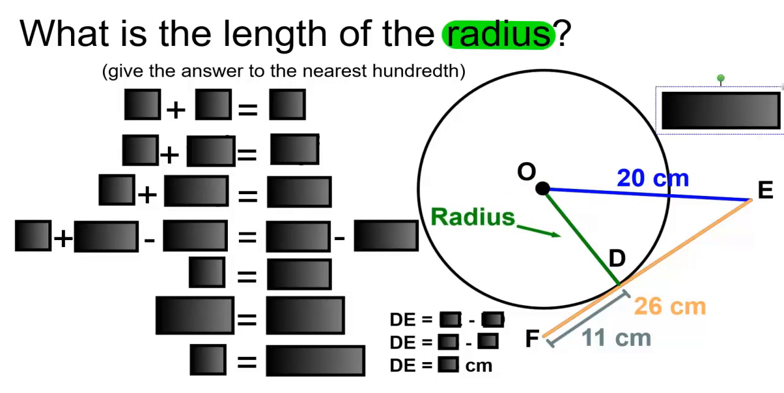Point F to point E is tangent to the circle. The point of tangency, or the point at which this tangent line touches the circle, will be point D. F to E is 26 centimeters. And when a radius touches a tangent at a point of tangency, the angle will always be 90 degrees.